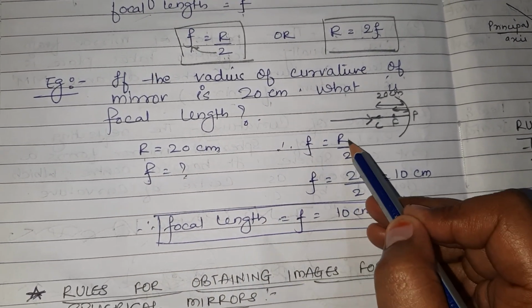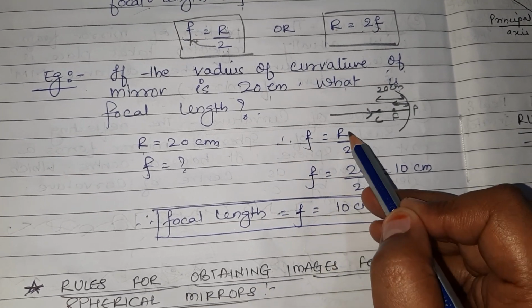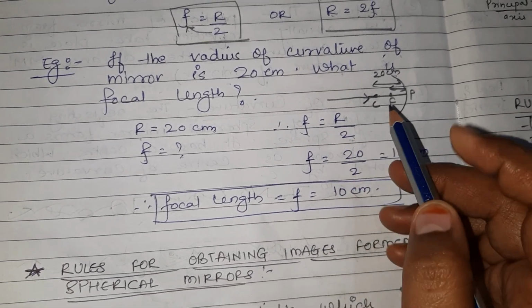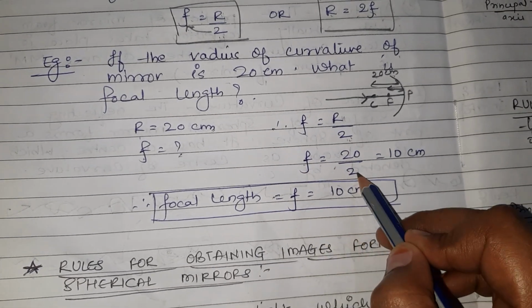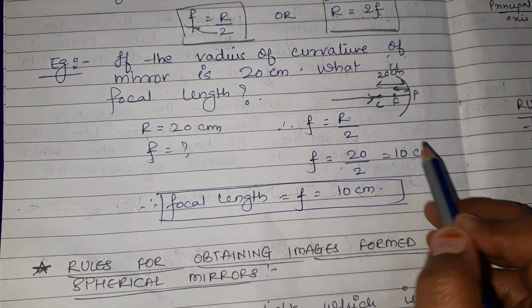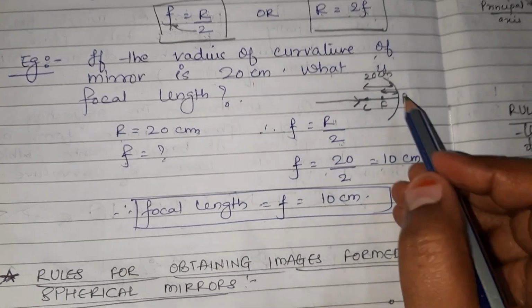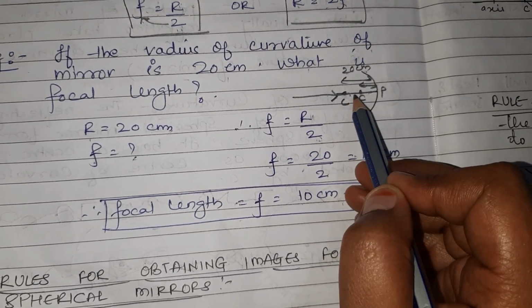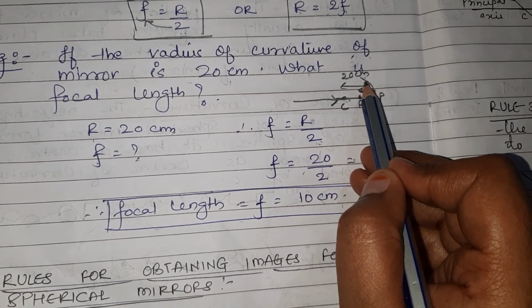So f equals R by 2, that is, the focal length is half of the radius of curvature. So R divided by 2. So f equals 20 by 2, which equals 10 centimeters. So the focal length is nothing but 10. So it will be 10 plus 10, 20. That is exactly half of the radius of curvature.